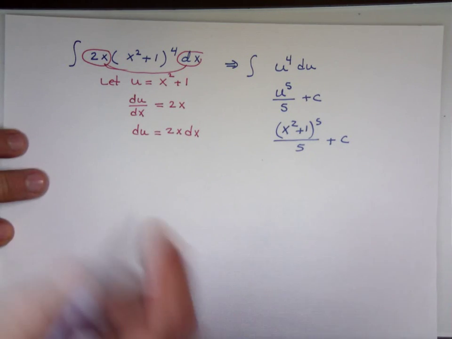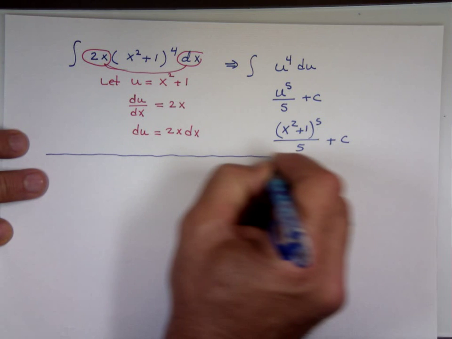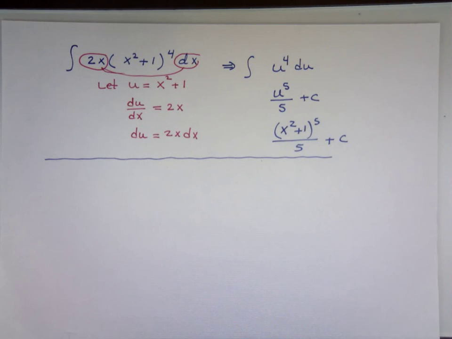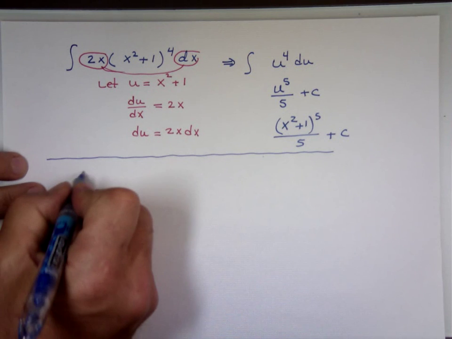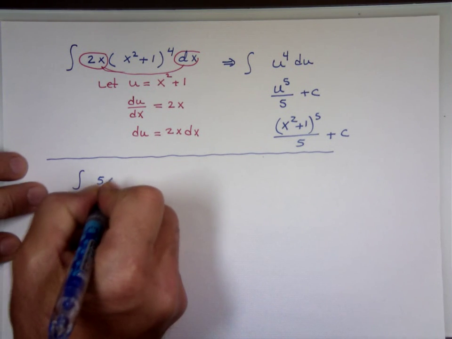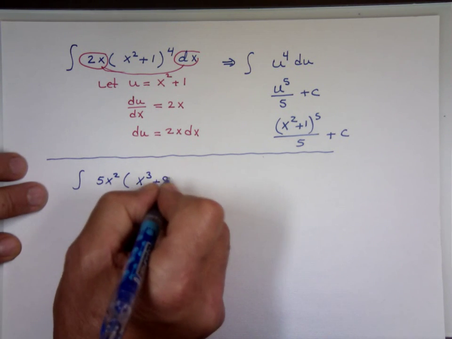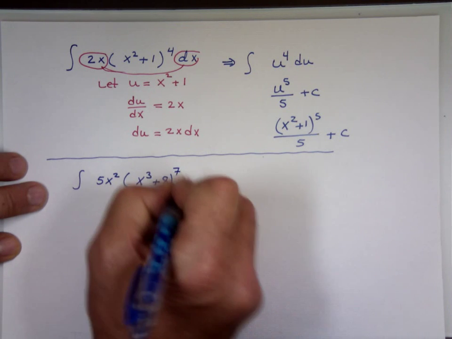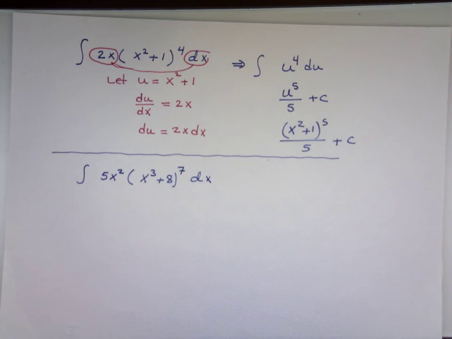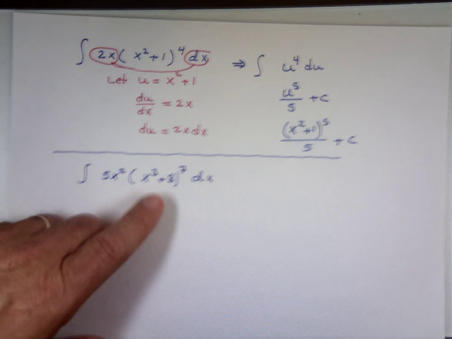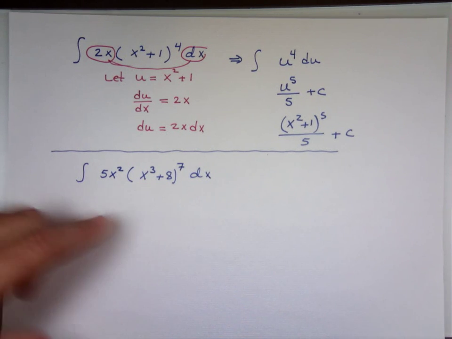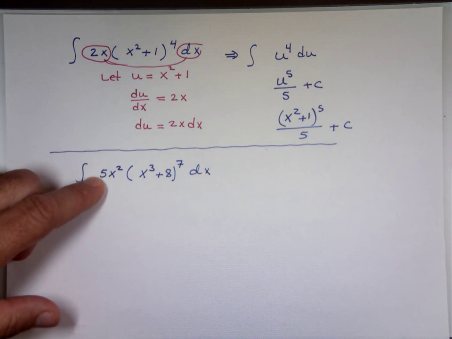Now, Mitch brought up a point, so let me do something to answer his question. Here we go, Mitch. 5x squared times x cubed plus 8 to the power of 7 dx. Now, what's the derivative of x cubed? 3x squared. I don't have a 3, I've got a 5. As long as I get the x squared, I don't worry about the 5.